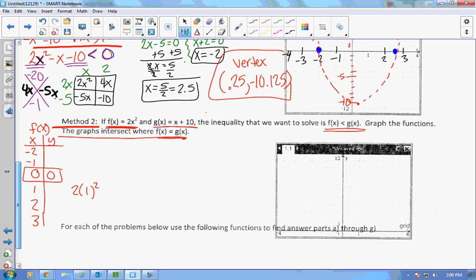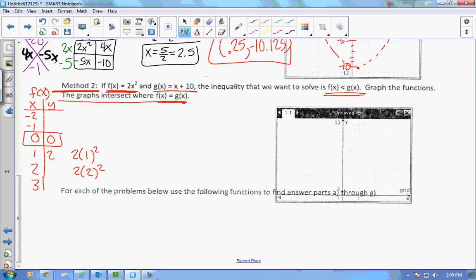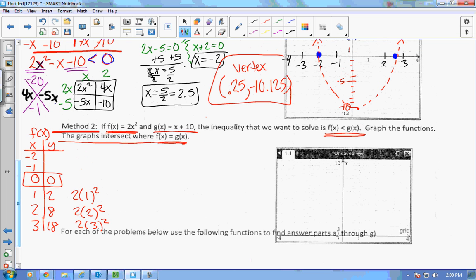2 times 1 squared is 2, because 1 squared is 1. Adam, what is 2 times 2 squared? 2 squared is 4 times 2 is 8. And lastly, 2 times 3 squared. So we do 3 squared first, which is 9 times 2 is 18. And because of symmetry, I should already know these ones. Negative 1's y value is positive 2, and negative 2's y value is positive 8. Okay, let's go plot those.